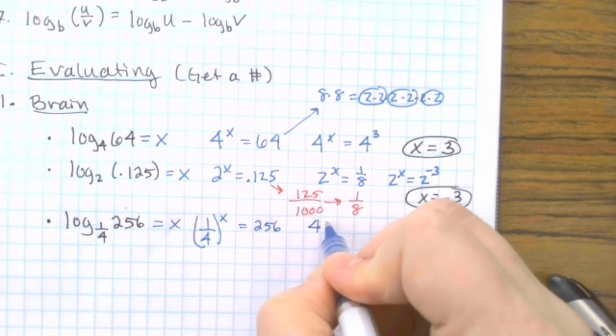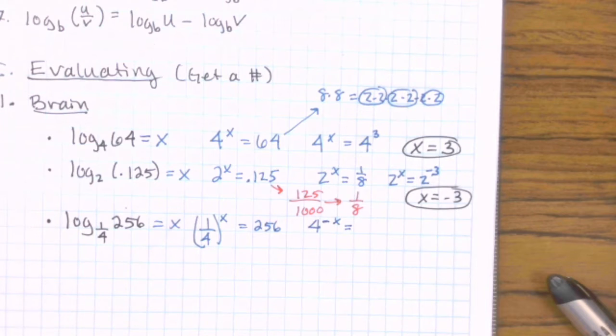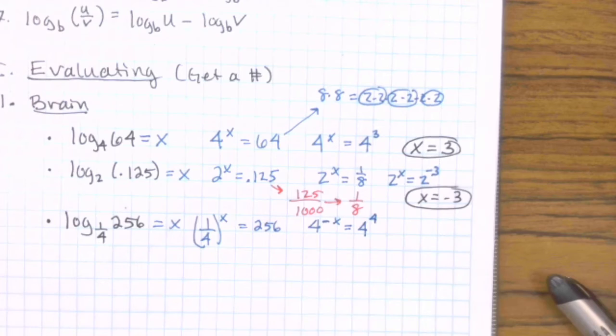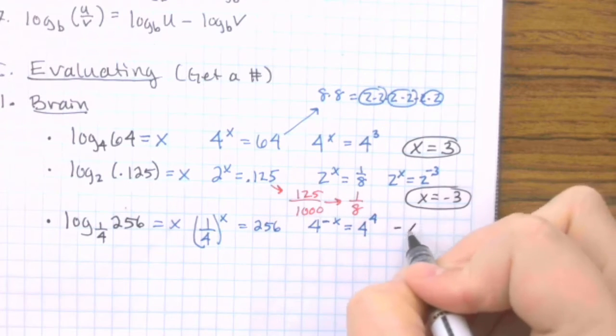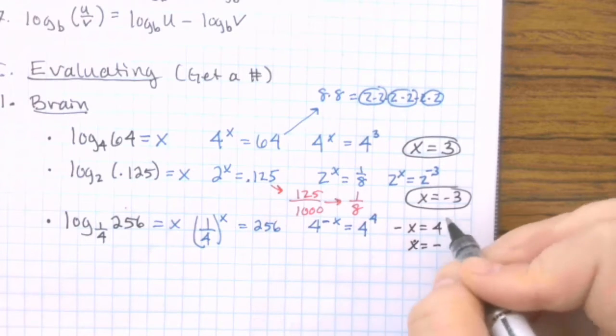So that gives you 4 to the negative x. And then 256 is actually 4, 4, 4, 4, 4 to the power of 4. So if negative x is 4, then x must be negative 4.